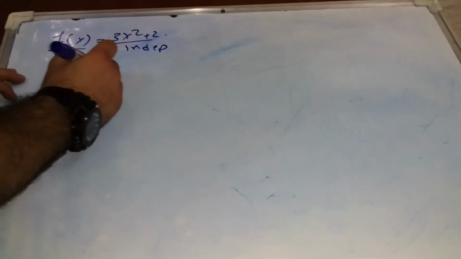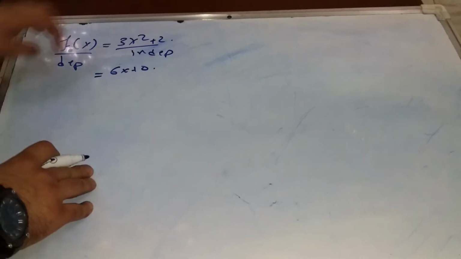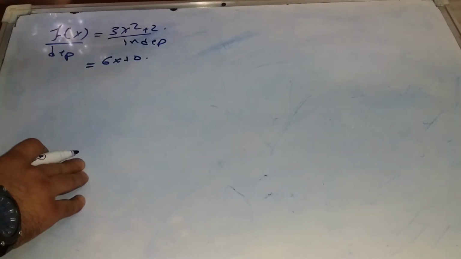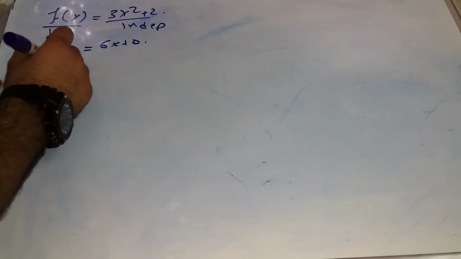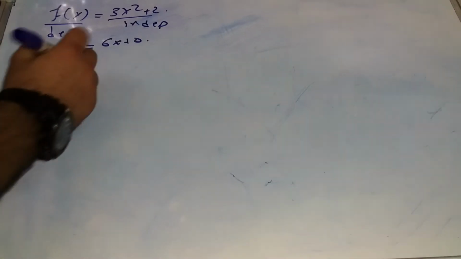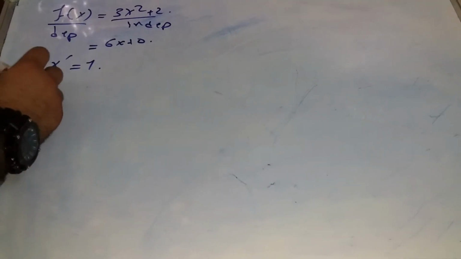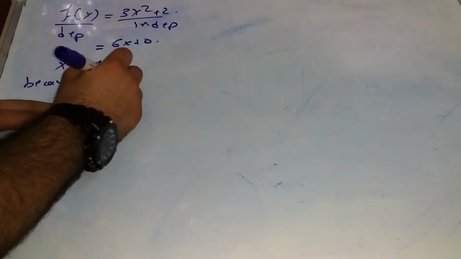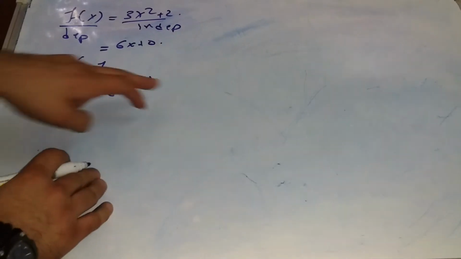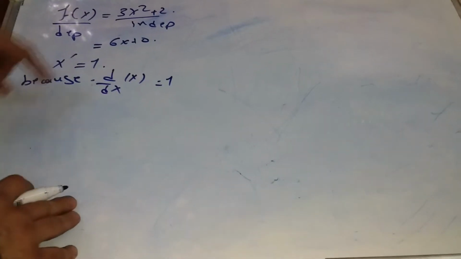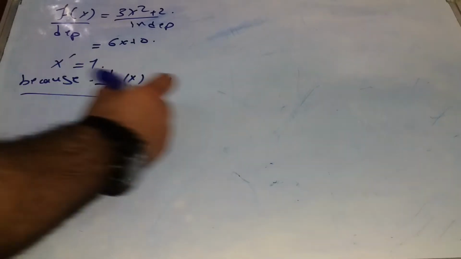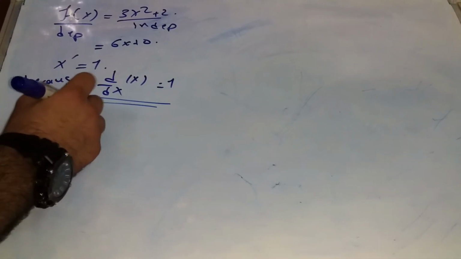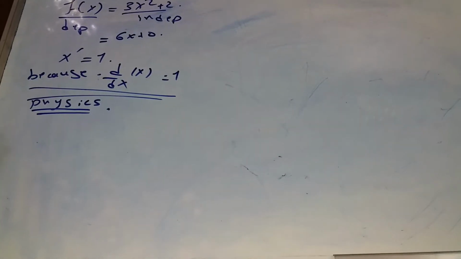Then the derivative of f of x with respect to x is going to be equal to 6x plus 0, because 2 is a constant and the derivative of a constant is equal to 0. Then also x prime is going to be equal to 1, because d by dx for x is equal to 1, because the variation of x with respect to x is equal to 1. But in physics, this is not the case.